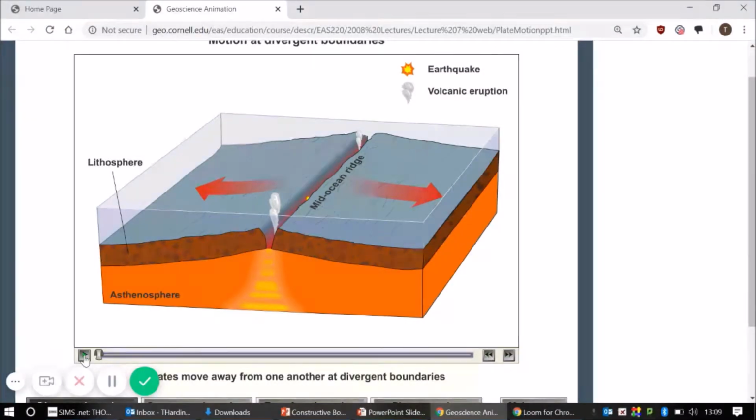Now, if we have a look at this simple animation here, we can see that as the plates are separating, new crust is being created along that boundary. We get volcanic activity building up layers of new rock on the seafloor. And we also get earthquakes happening as well along that plate boundary. In reality, the system is a little bit more complicated than we can see in this diagram, but this gives you a rough idea about what's going on. The plates are separating and new crust is forming in place of the gap that is left behind.